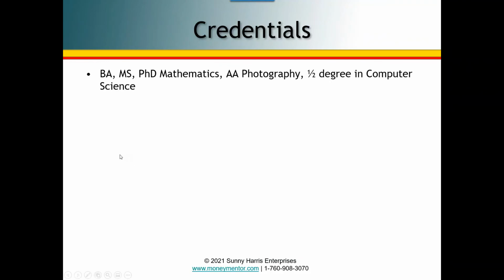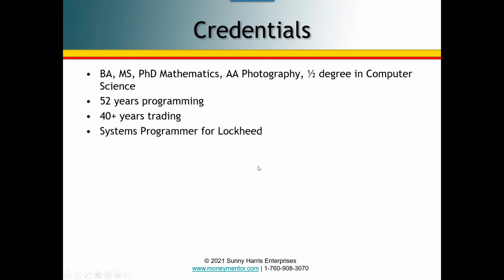And I have degrees in mathematics, like Norm does. Thank you, Norm. And another little degree in photography and half a degree in computer science. I've been programming for 52 years. I've been trading for 40 years. I was a systems programmer for Lockheed. That's the first real job I ever had.